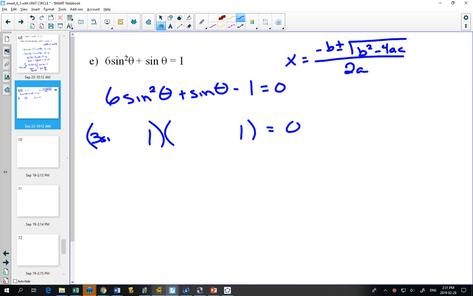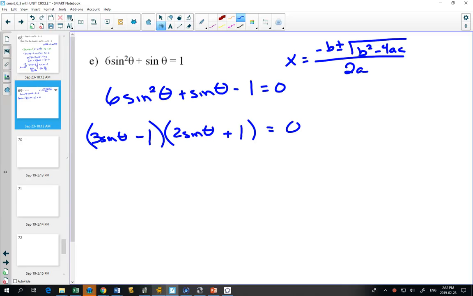So 3 and 2 seem to work better because they have a difference of 1. In the end, I want a plus 1, so I'm going to make my outside plus 3, my inside minus 2. If I multiply that out, I get 6 sine squared plus sine theta minus 1. So it works perfectly. Okay?